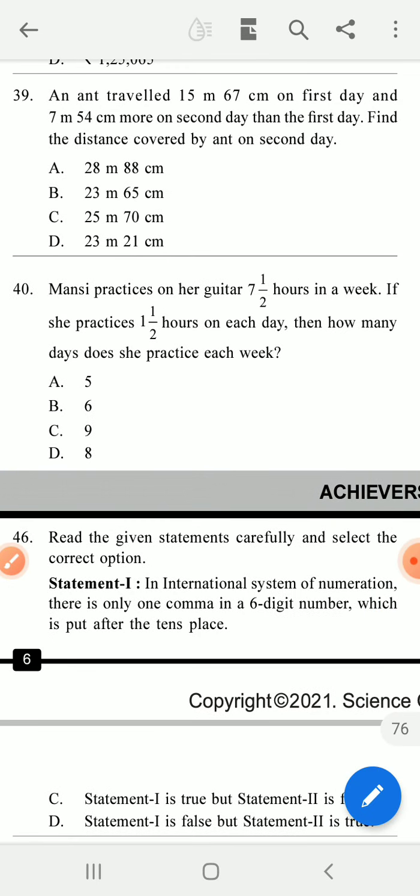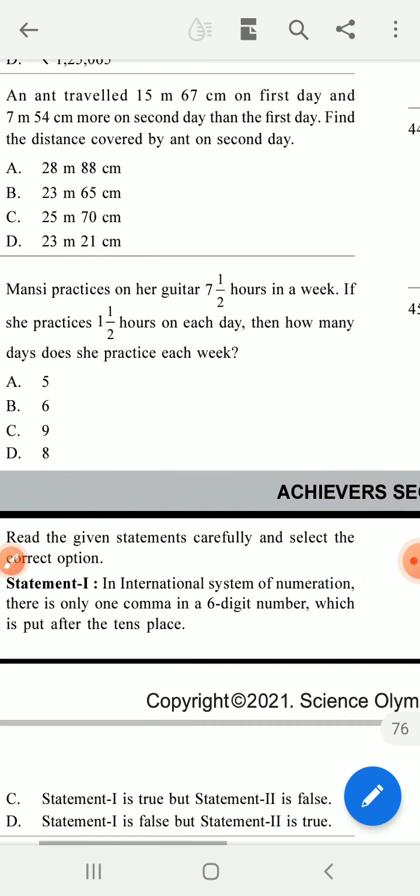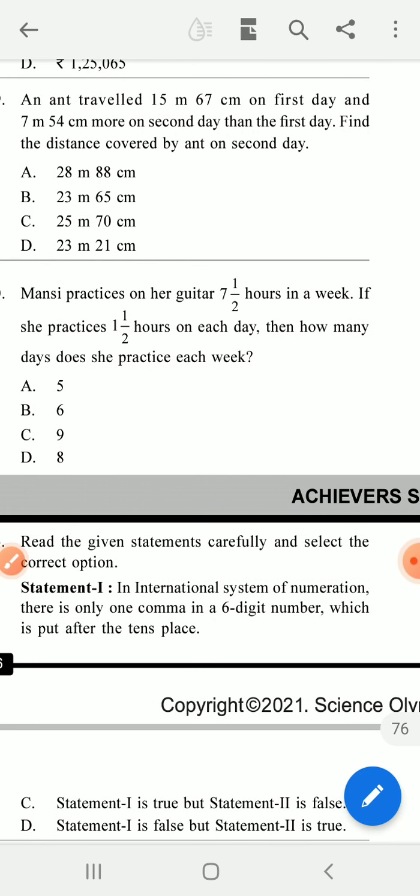Question 40. Mansi practices on her guitar 7 whole 1 by 2 hours in a week. If she practices 1 whole 1 by 2 hours on each day, then how many days does she practice each week? So in 1 week, she practices 7 whole 1 by 2 hours. If there is 1 and 1 by 2 on each day, so in 1 day, find out how many hours. 1 whole 1 by 2 means 3 by 2. So in 1 day this one, and in 1 week you find out, that means you multiply this amount with 7.